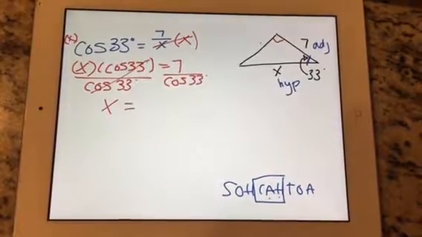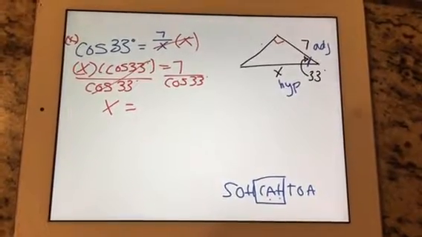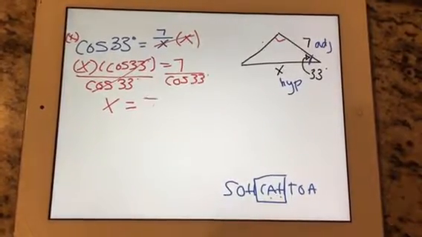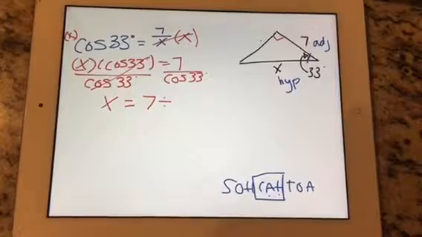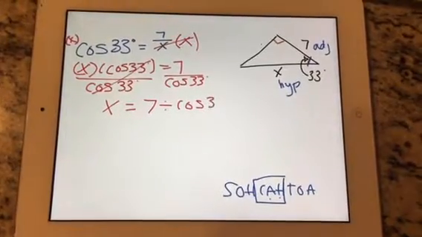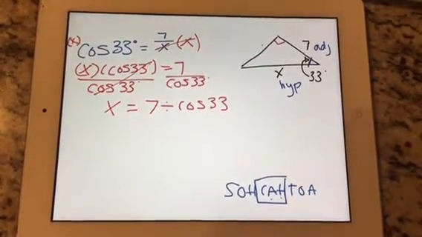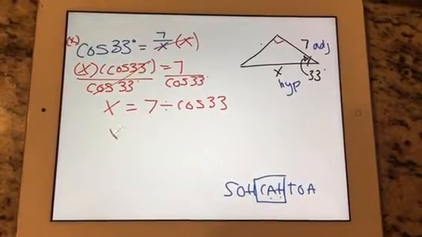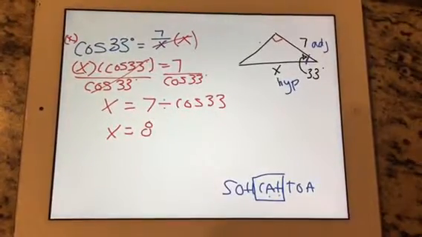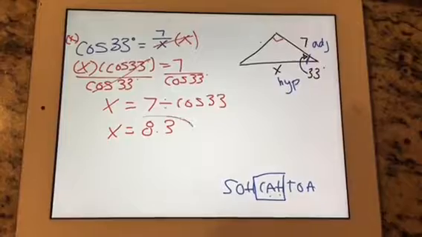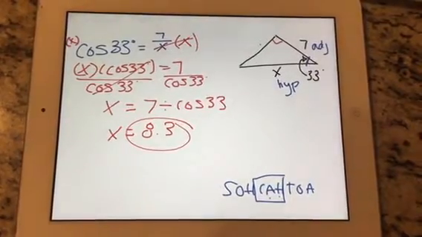So I get x over here, and that's literally what I'm going to type in my calculator: 7 divided by cosine of 33. Hopefully when you type that in your calculator, you get 8.3. And that's what that missing side is.